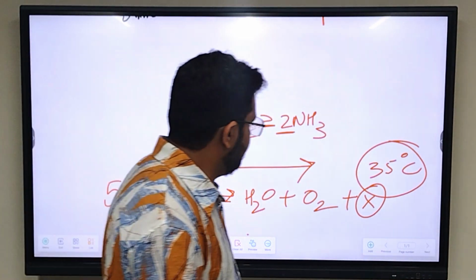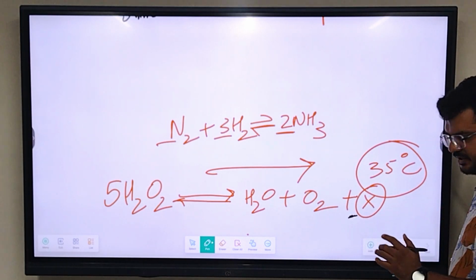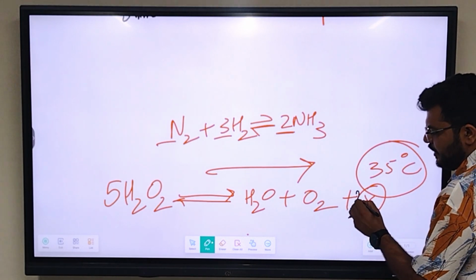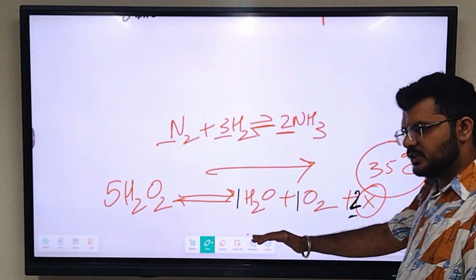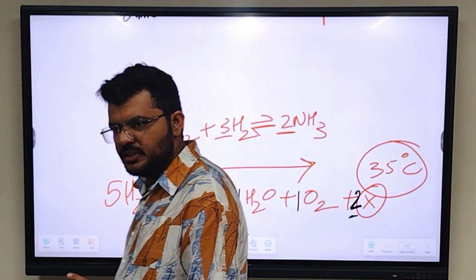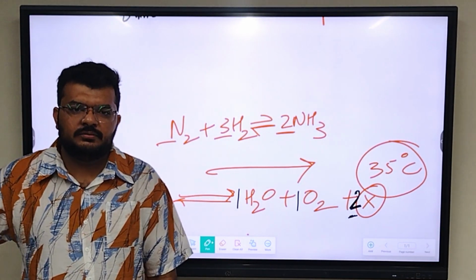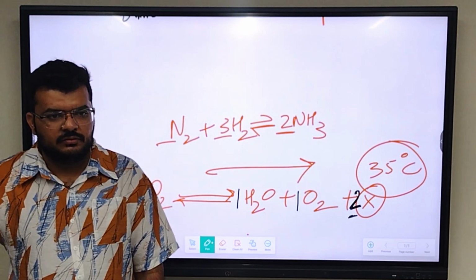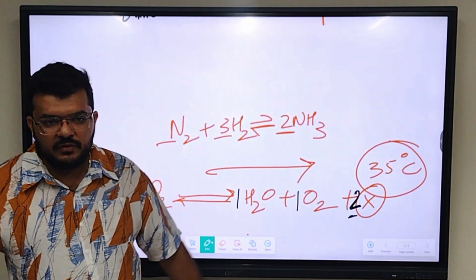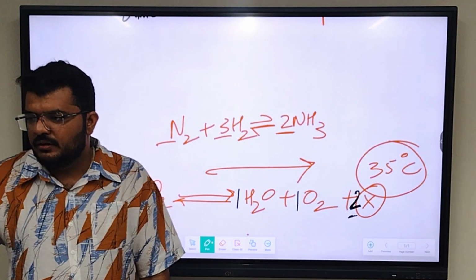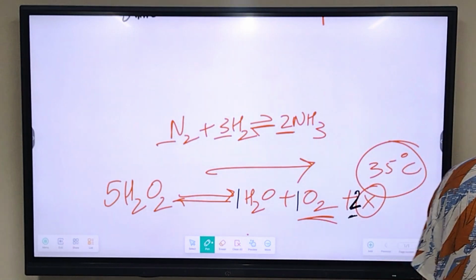Let's take that whatever this balancing part is, this is 2, this is 1 and this is 1. Now if this is the situation, it will go to the right. Why? Because there are lesser moles overall. Your answer was right, you should have trusted yourself. What is the temperature of this reaction? 35 degrees. So only oxygen is a gas over here.